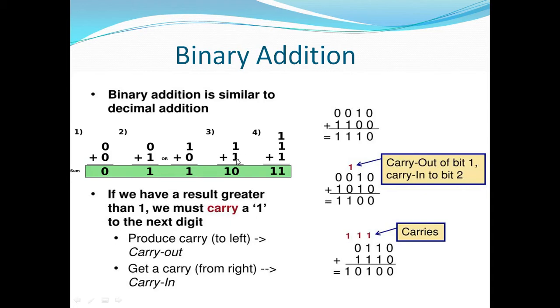Whenever we add two ones together, in decimal, what is the result? The result is 2. 1 plus 1 is 2 and 2 is represented by 1 0 in binary. So whenever we add 1 plus 1, the result is always 1 0 in binary addition.